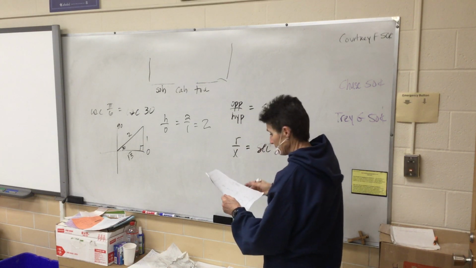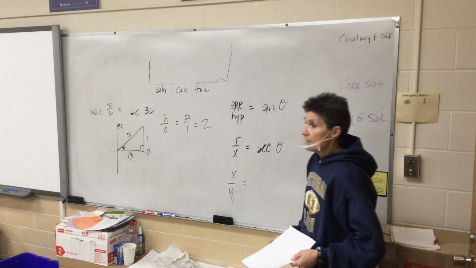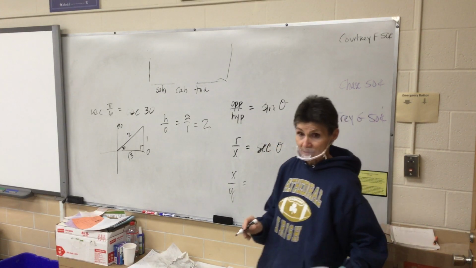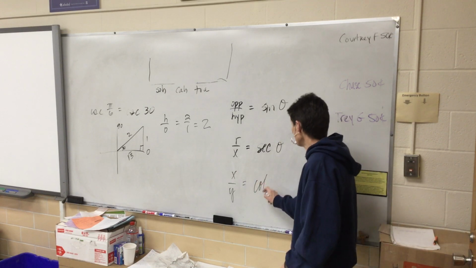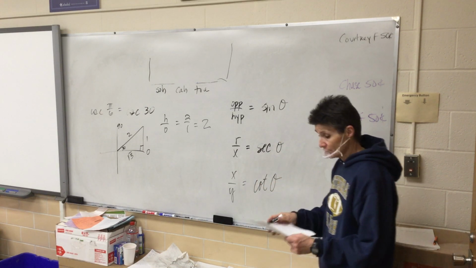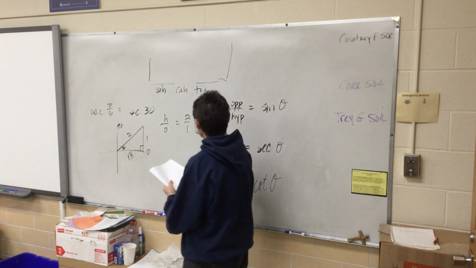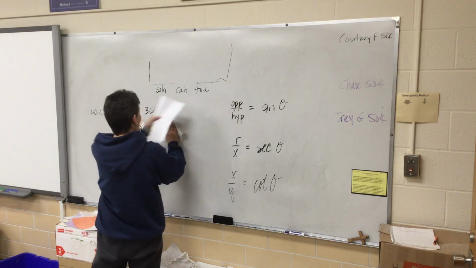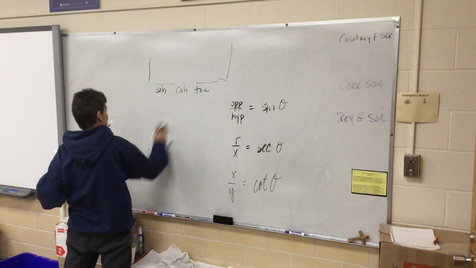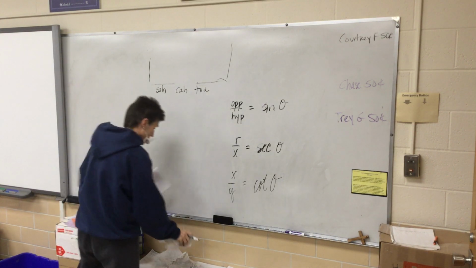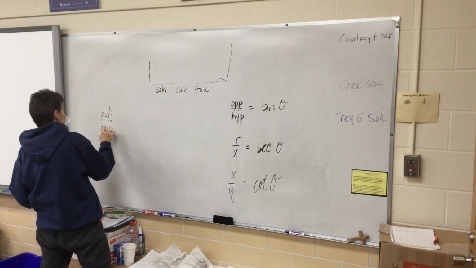How about x over y? Y over x is tangent, so x over y will be cotangent. That's exactly right. How about adjacent over opposite? Cotangent, because it's the reciprocal of TOA. So adjacent over opposite is cotangent.